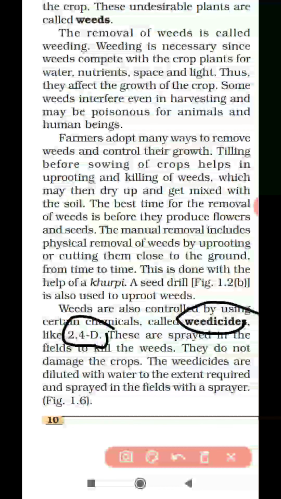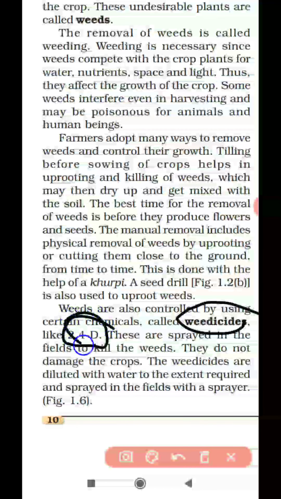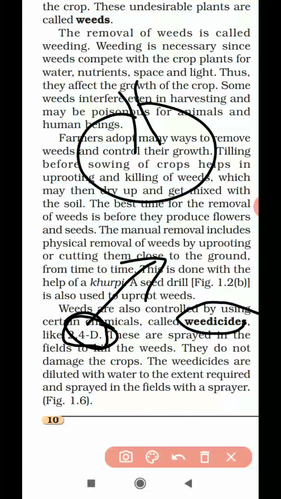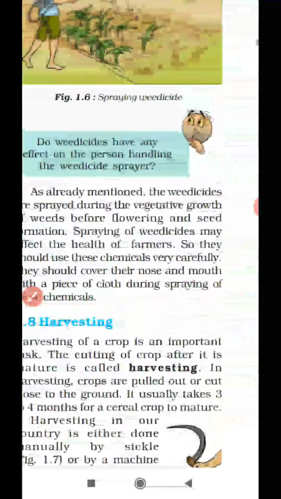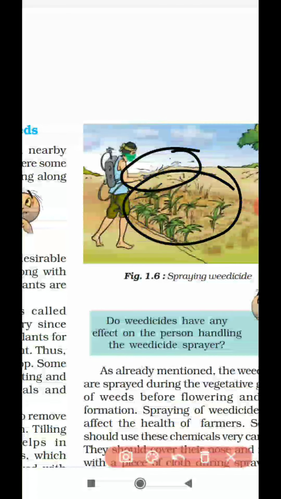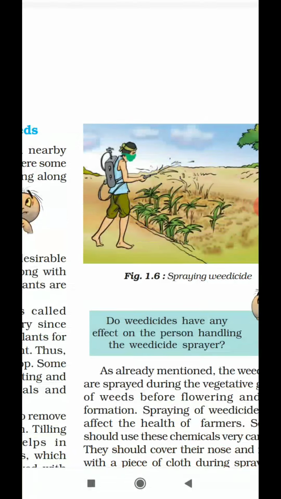2,4-D is a famous weedicide. They will dilute these chemicals in water, which means they will mix the 2,4-D weedicide with water and spray it on the plants, as shown in this figure. They will spray the 2,4-D weedicide along with water on the plants. By doing so, what happens? The unwanted plants which they don't want to grow will die off. When they die off, they can reduce the weeds.